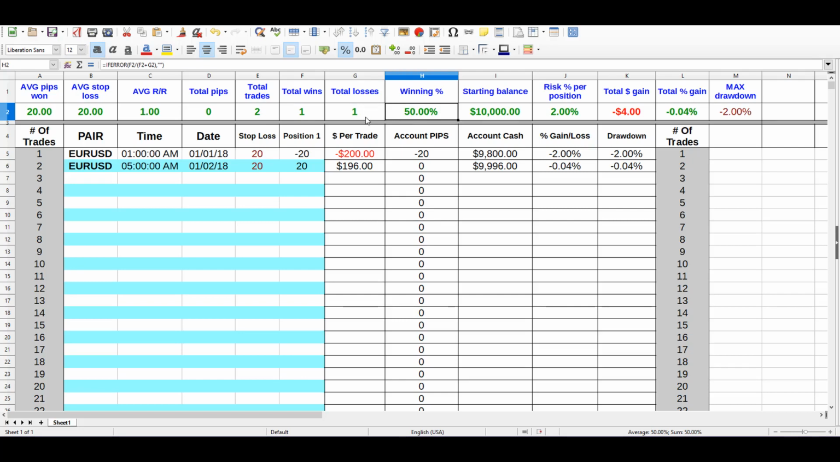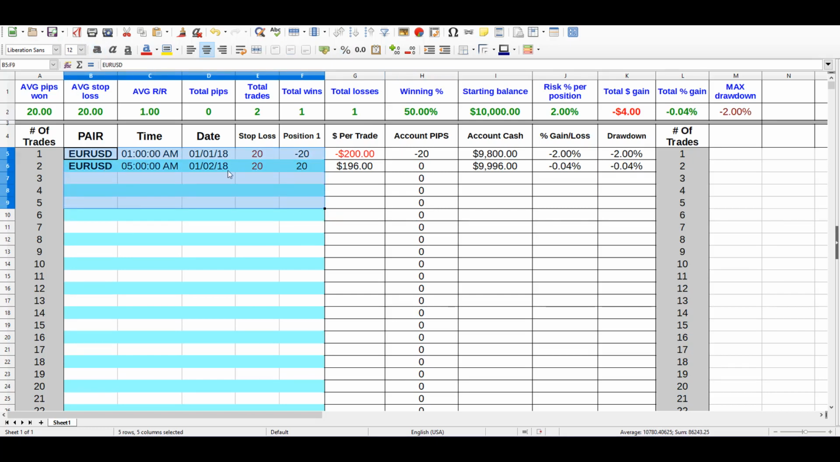And all of these calculations, guys, are done for you. You don't have to do any of this. The only things you'll have to type in for this spreadsheet is over here. You just need to type in the pair, time, date, your stop loss in a positive number, and your position 1, either a negative number or a positive number, whether or not you won the trade.